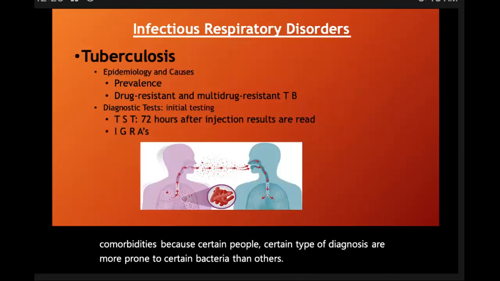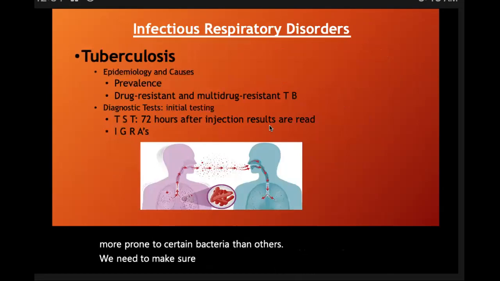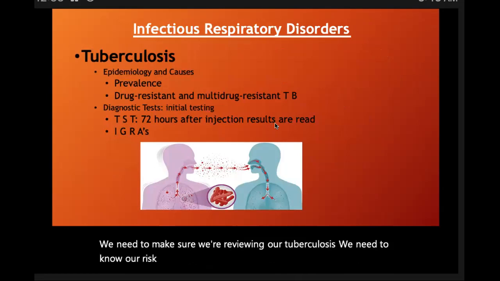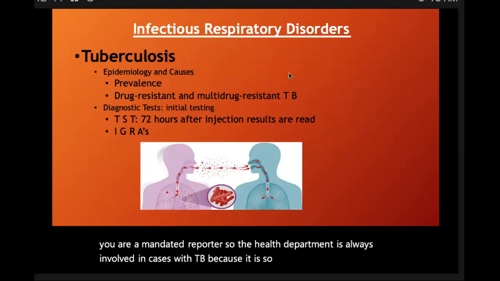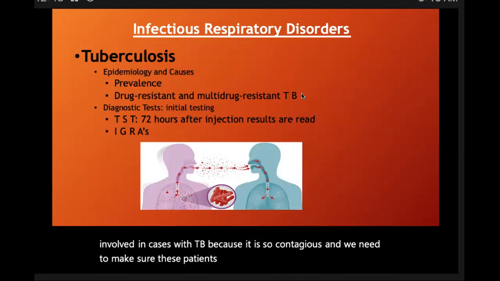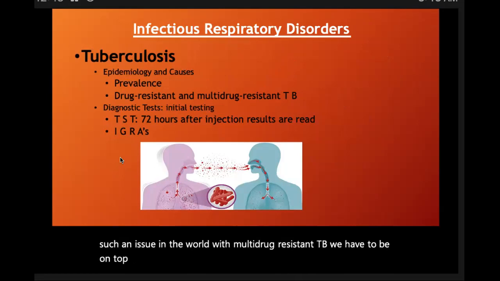We need to make sure we're reviewing our tuberculosis. We need to know our risk factors. We need to know our treatment. Remember, you are a mandated reporter. So the health department is always involved in cases with TB because it is so contagious, and we need to make sure these patients are taking their drugs because we have such an issue in the world with multi-drug resistant TB. We have to be on top of this in order to keep that under control.